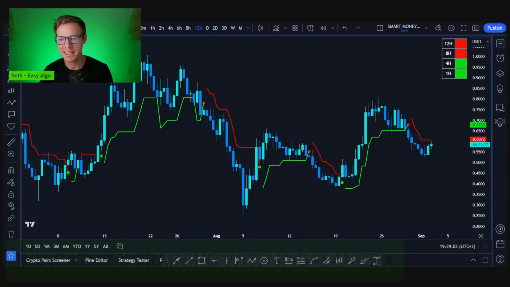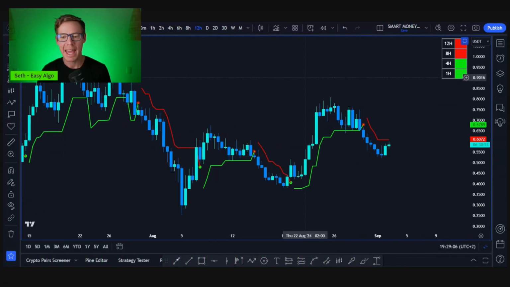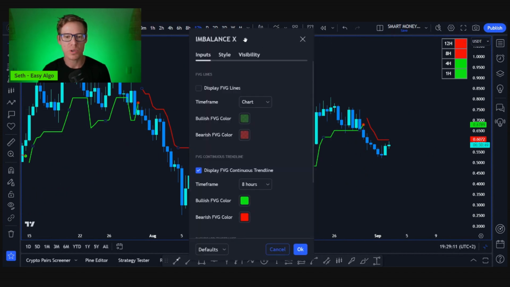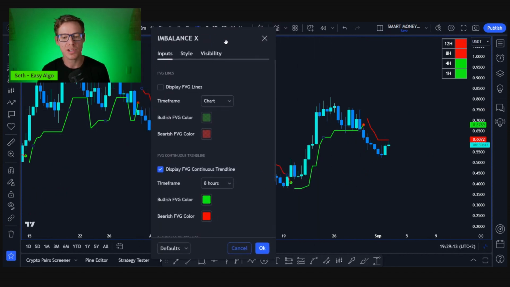All right, guys, here we are. So looking at the chart, we've got PopCat over here, and I've applied the new Imbalance X indicator. I want to talk a little bit about the enhancements, and then I'm going to show you how to use it in combination with indicator X. The closer and closer we get to understanding and perfecting Imbalance X, the better our trades are going to become.